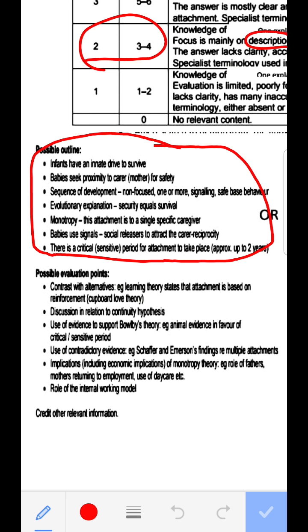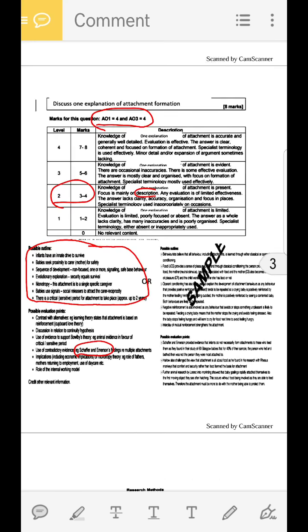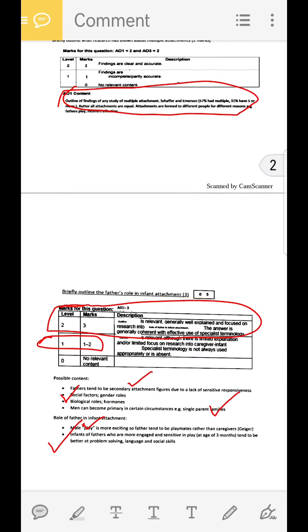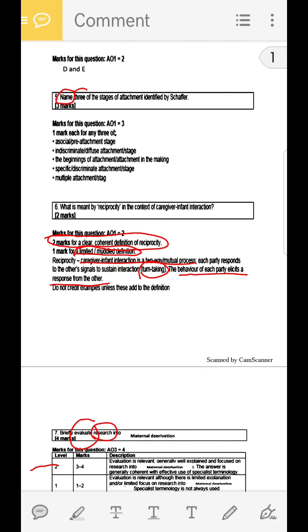The evaluation again was really good. Some really strong use of Schaffer and Emerson. Some really good use of the implication stuff as well. Overall, there was some very strong commentary here. I was really pleased with the fact that the vast majority achieved really good marks on this miniature essay. So, all in all, the attachment topic area, very strong.